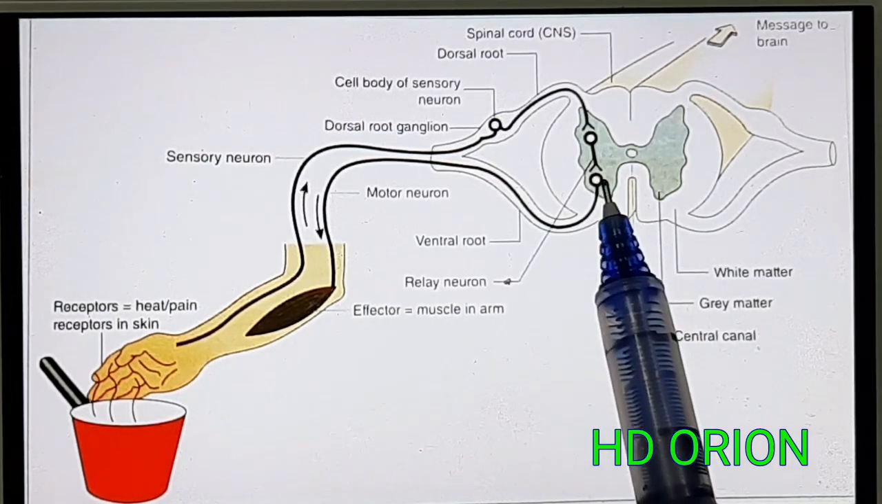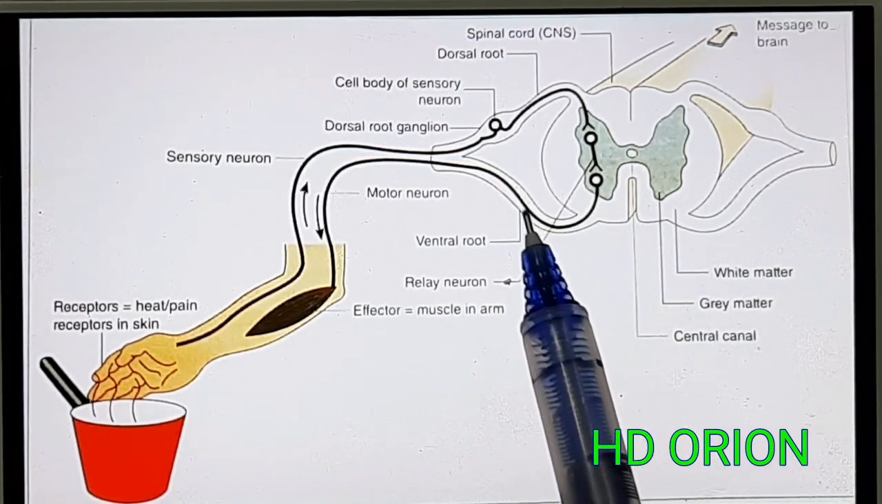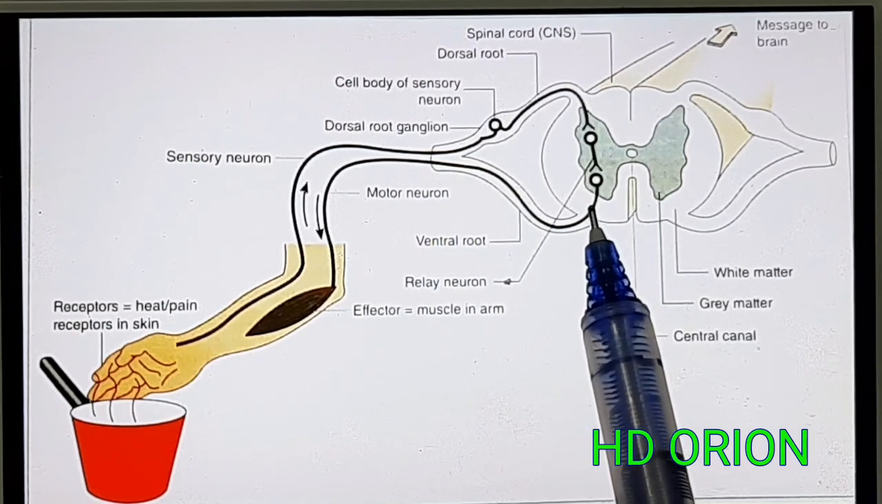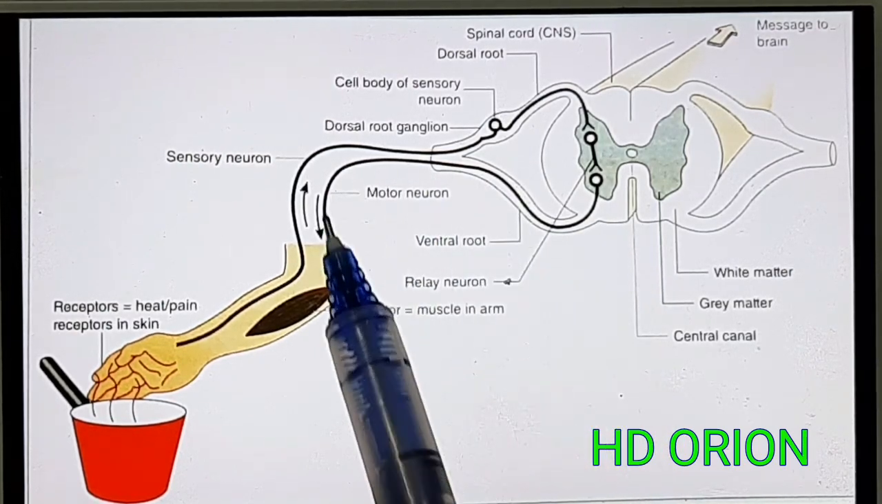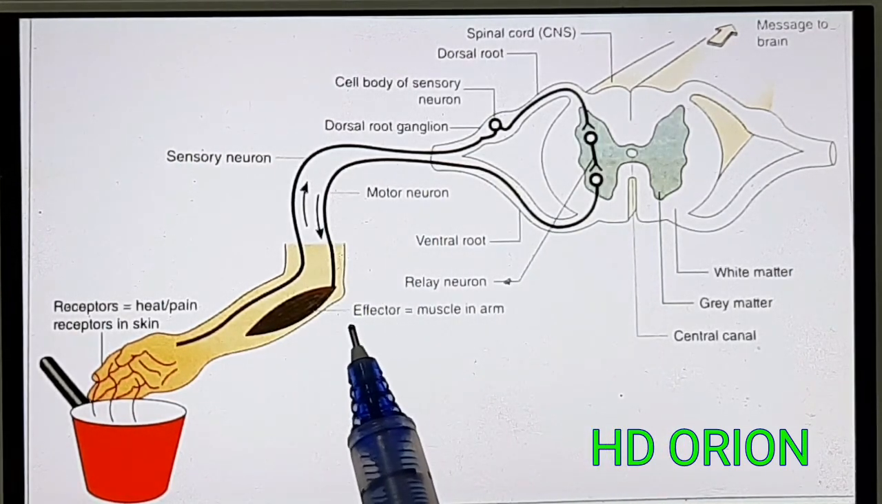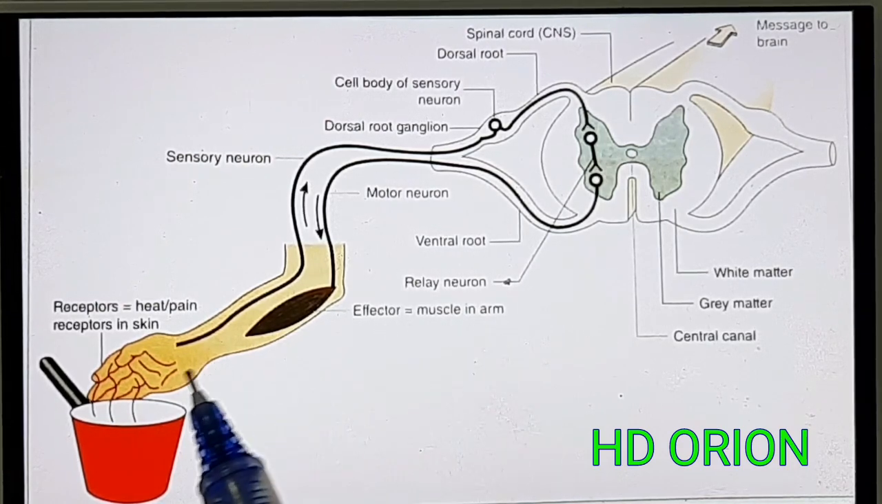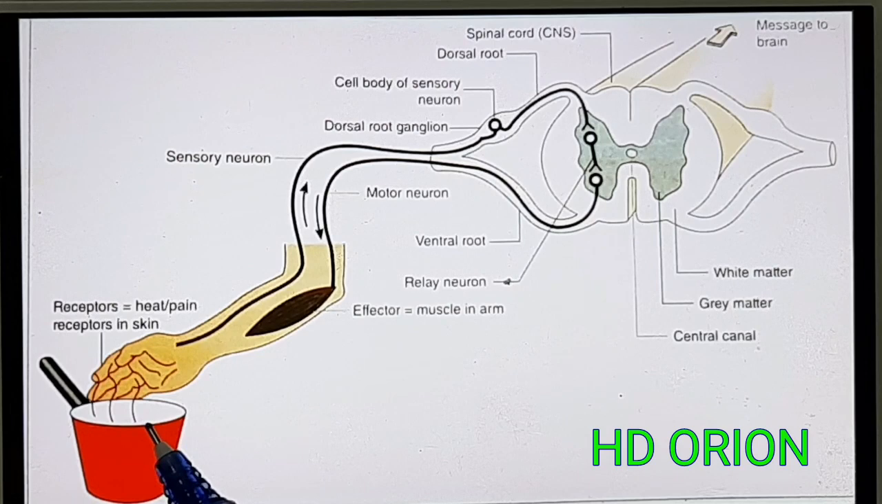It's the hand. So the motor nerve is coming out through the descending tract. The motor neuron is coming out in this manner, and it will give the effector muscle in the arm the signal to remove the hand automatically. This happens in a fraction of a second and automatically the hand is withdrawn. Everyone in their lifetime might have touched a hot object or a pointed object. This is all an example of reflex action.